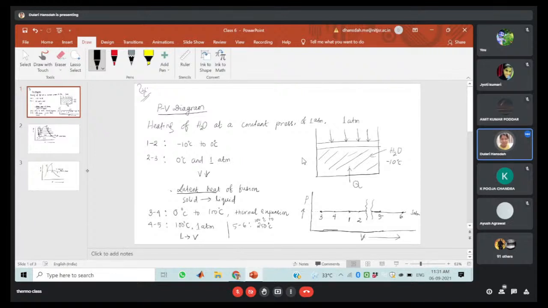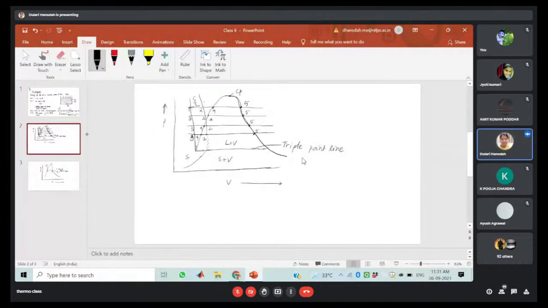All the processes I have considered are at constant pressure, that is 1 atmospheric pressure. Now suppose we consider this conversion of solid to vapor for different pressures. For different pressures, we will get a plot like this. Similarly, if you join all the dots, all the states, we will get a curve like this, which is the dome shape.